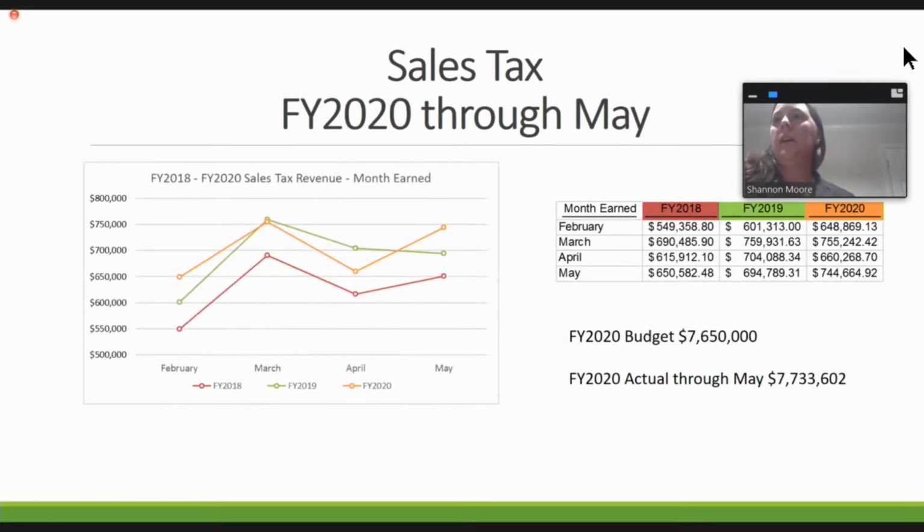On the sales tax side, we have 11 months received so far. Our total budget was $7.6 million, and through 11 months, we are already over budget at $7.7 million, so that's a good sign.